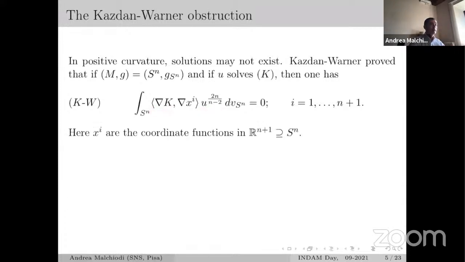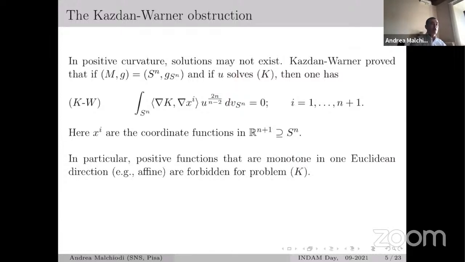So what are the quantities here? As I said, I'm embedding the sphere into a Euclidean space of one more dimension, and the x_i's are just the restrictions of the coordinate functions to the sphere. Here I'm taking the scalar product of the gradient on the sphere of the function K and of these coordinates. And U is a positive solution. Let me recall that U is actually positive.